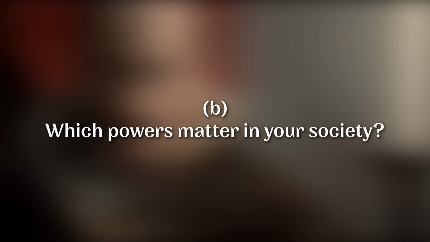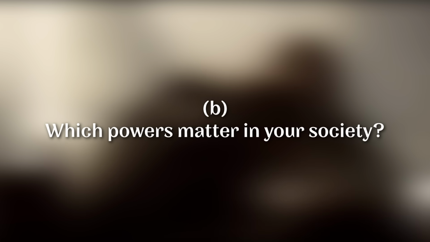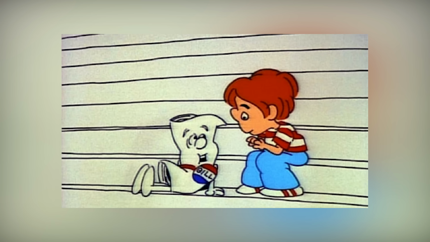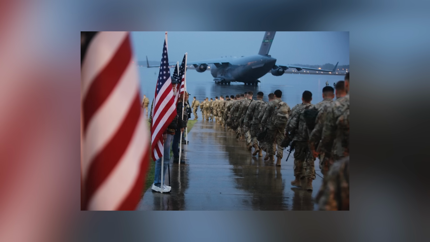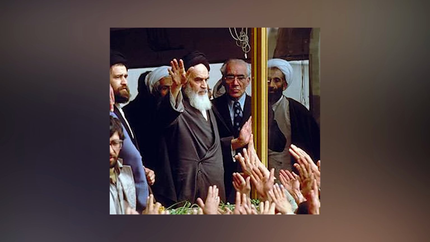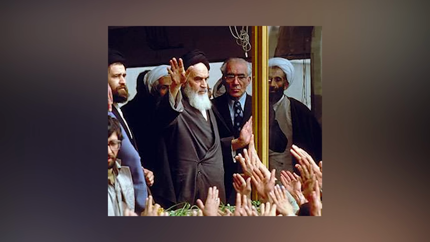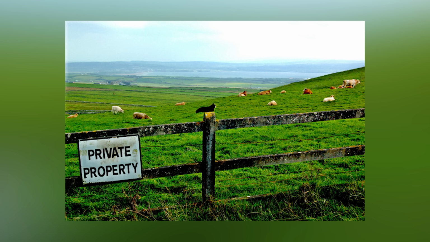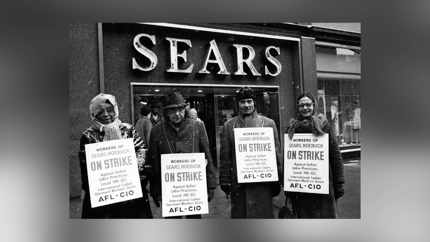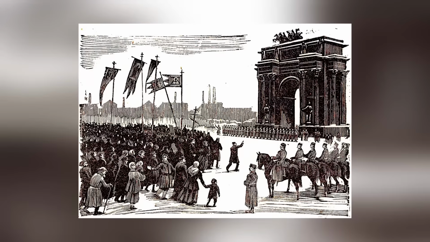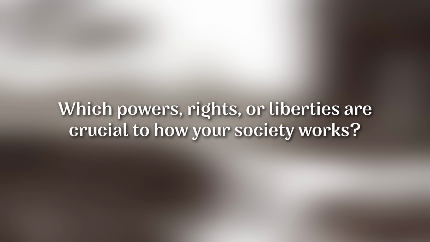And B. Which powers matter in your society? Historically, focus has been on the powers of legislation, judicial jurisdiction, the courts, taxation, and control of the military. These are kind of the pillars of governmental powers, but some countries had restrictions over the appointment of religious authorities, for example, the distribution of land, or even the right to organize labor unions in Russia following the 1905 revolution. Which rights, powers, or liberties are crucial to how your society works? It could be anything, in which case, it's likely these would factor into constitutional agreements.